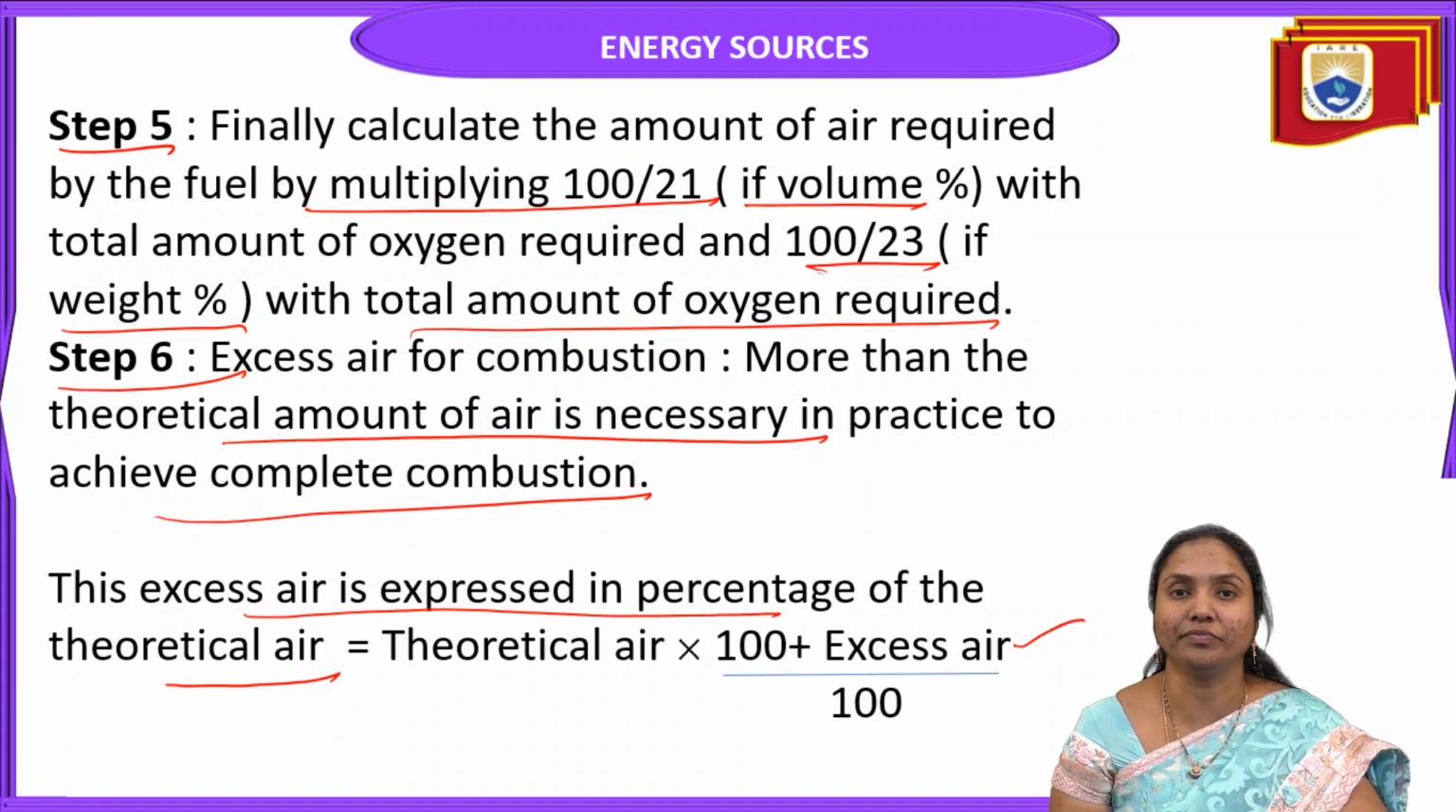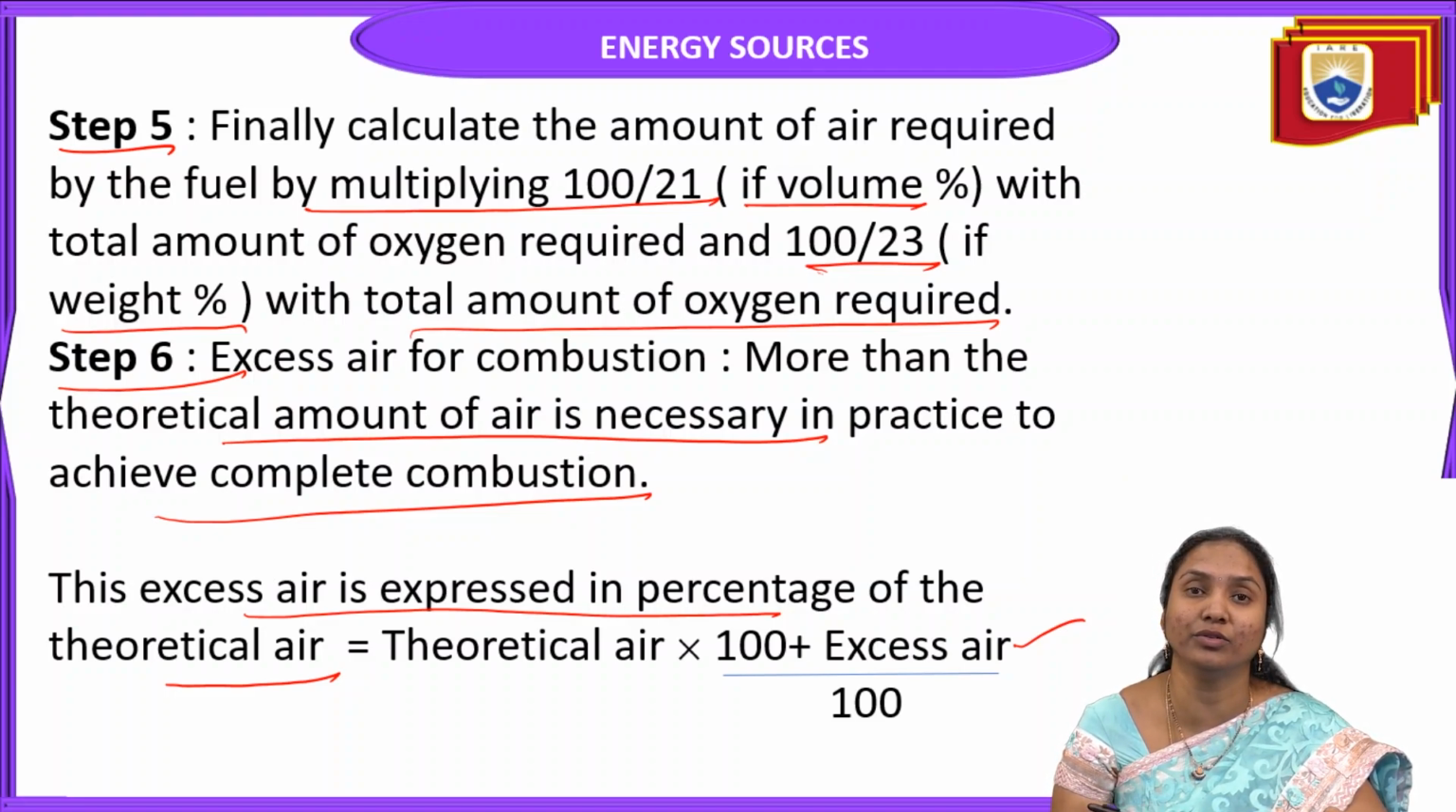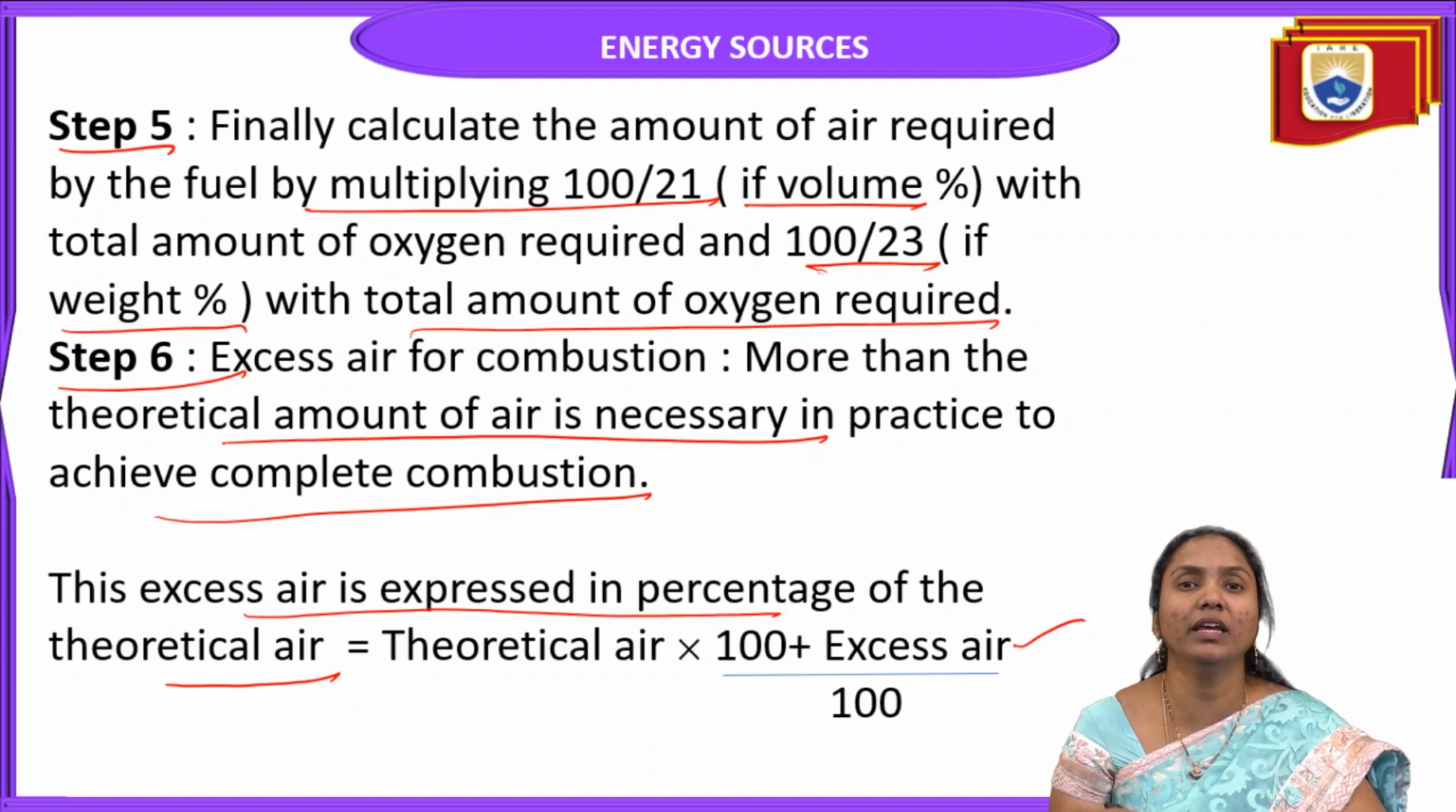Next, step 3, if oxygen percentage is already given in the fuel, we subtract that oxygen percentage from the total amount of oxygen required for complete combustion of fuel. Next, step 4, if non-combustible substances like nitrogen, carbon dioxide or water are present in the fuel or their percentage is given in the problem, we can ignore them because they don't have any calorific value. That means they do not participate in the combustion reaction, so they don't require any oxygen.